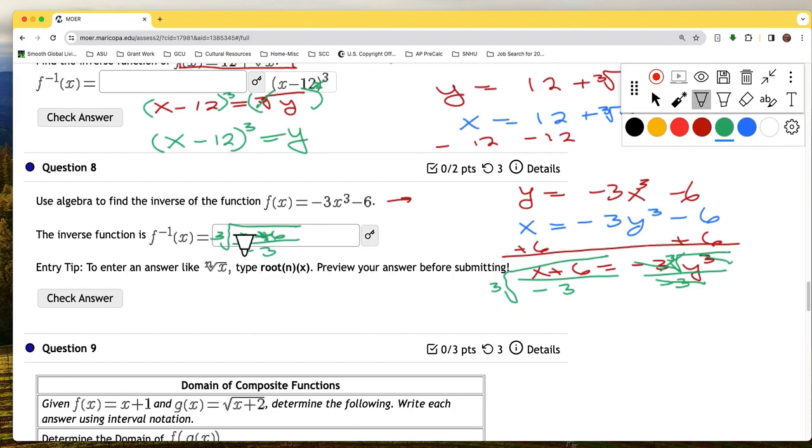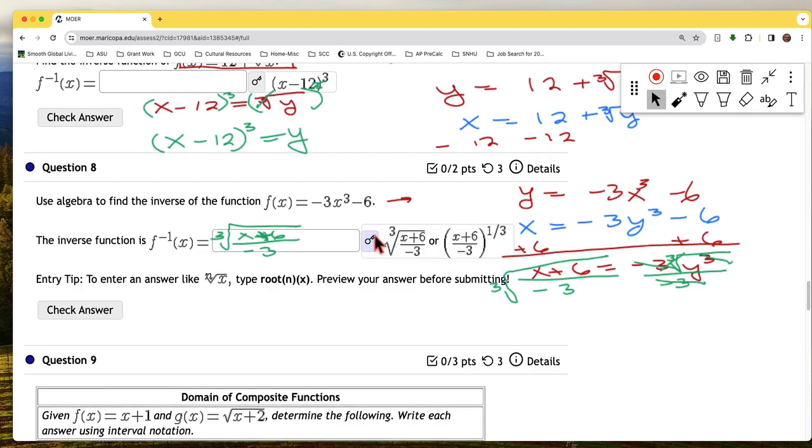We'll check the answer and you'll see that. Again, you could bring this negative up and have it negative x minus 6 over positive 3, however you want to do it, but I like to leave it as simple as possible. They left the negative 3 down in the denominator for the cube root or 1/3 power. So either version will work.